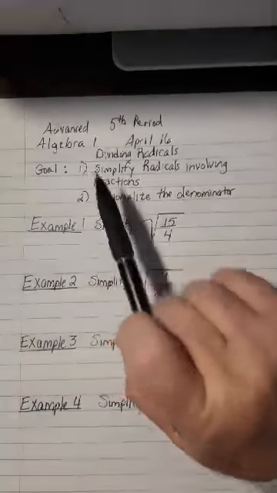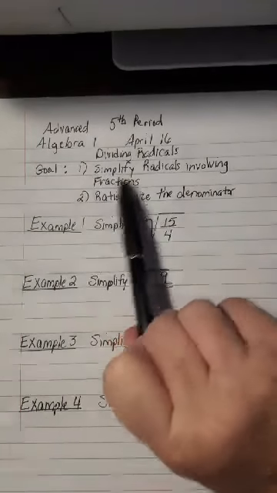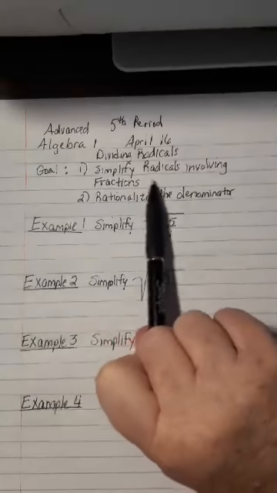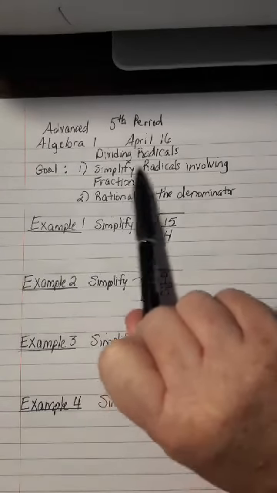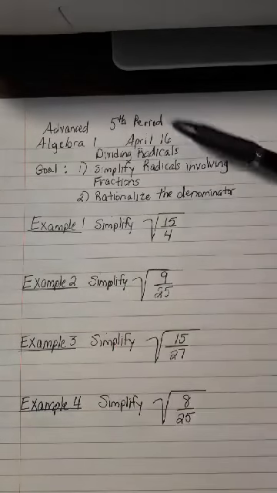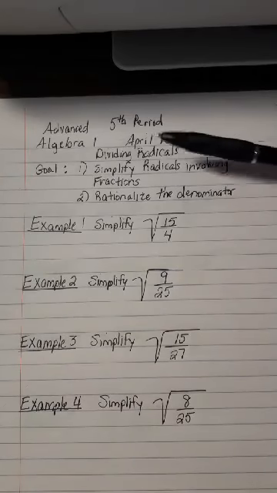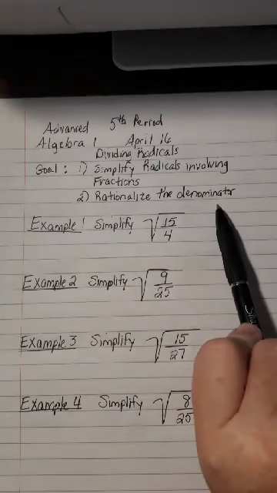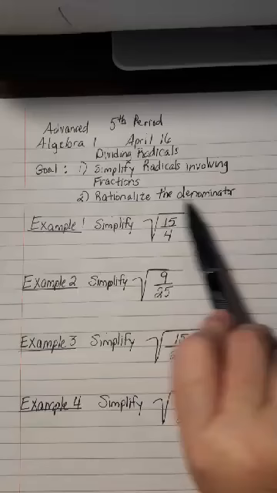Our goals today, first of all, this is dividing radicals. We have 2 goals. One is to simplify radicals involving fractions. That's the overall main goal. And then some of our fractions are going to involve something called rationalize the denominator. We'll do that toward the end.